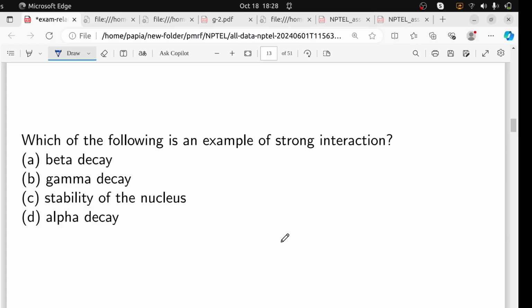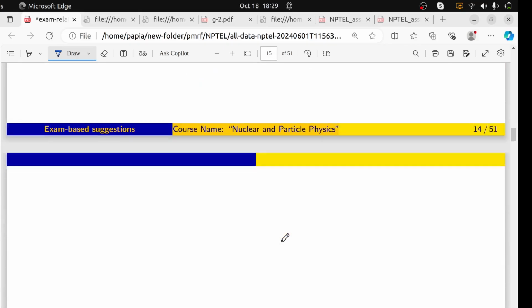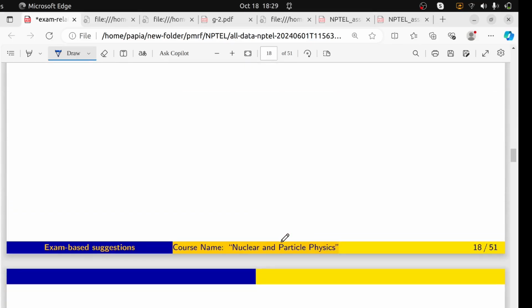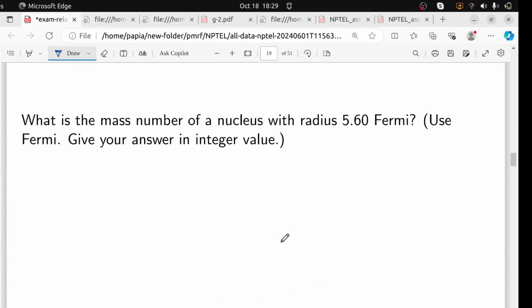I think it is C and D, I think. There will be only one answer. One answer, that is C, madam, I think. Yes, alpha decay is not coming from the strong interaction. So C. Okay. And these types of things are very simple. So I'm just going to recall all these things with you people.